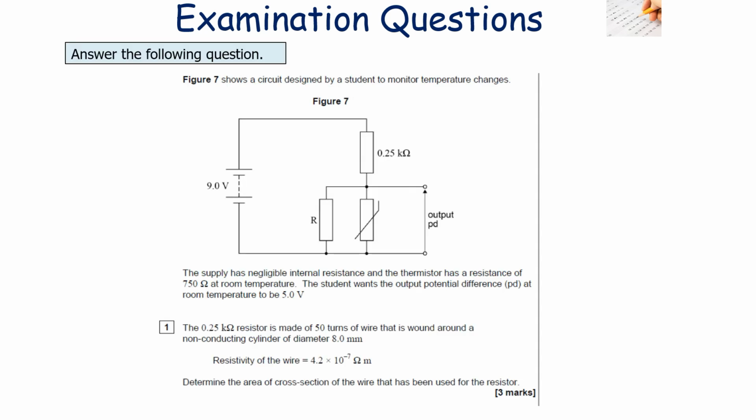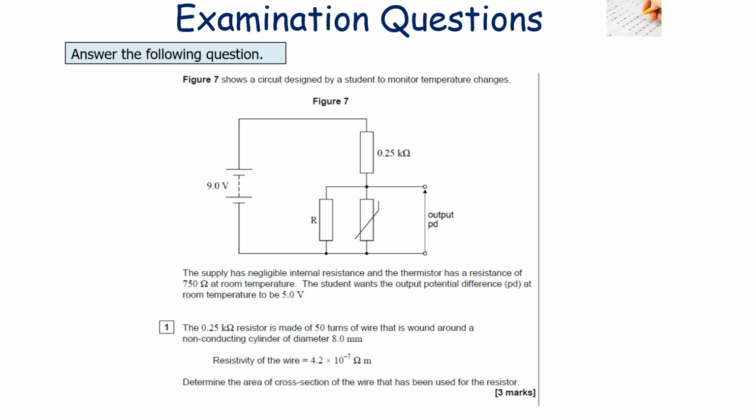Now our next question looks at a circuit designed by a student to monitor temperature changes. The supply has a negative internal resistance and the thermistor has a resistance of 750 ohms at room temperature. The student wants the output potential difference at room temperature to be 5 volts.